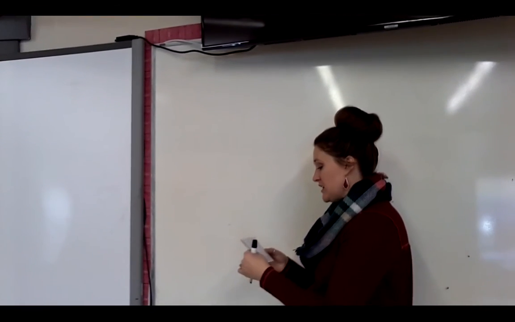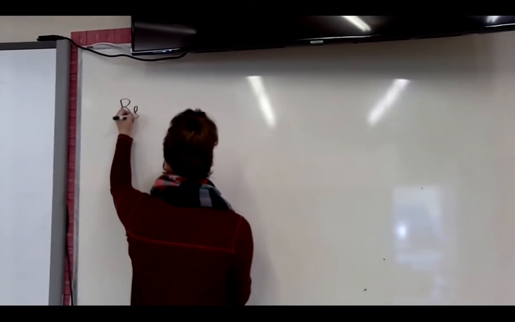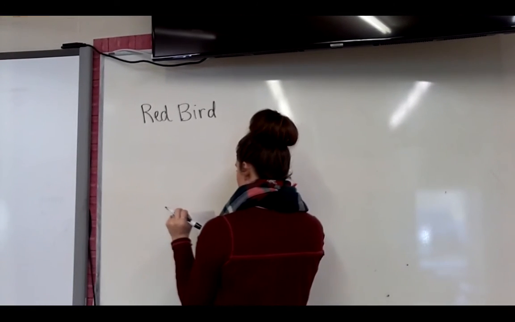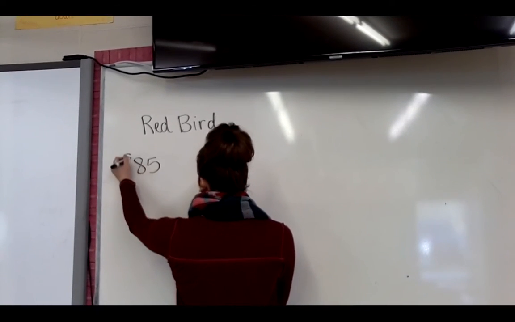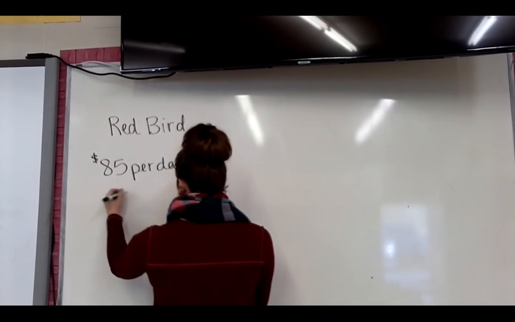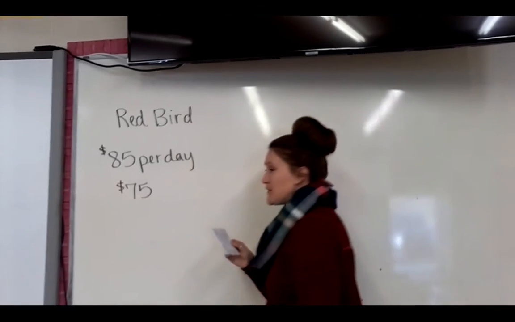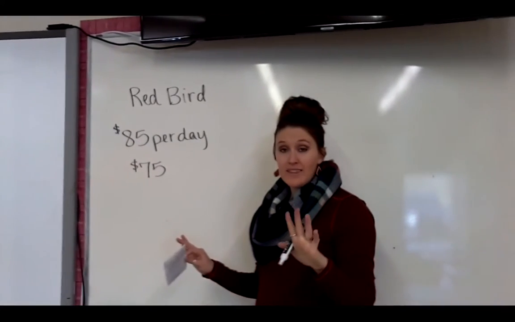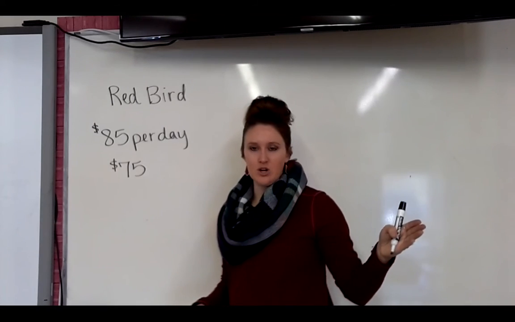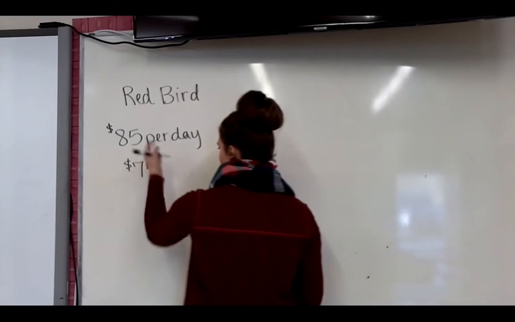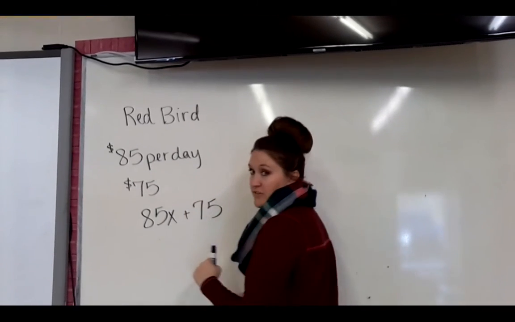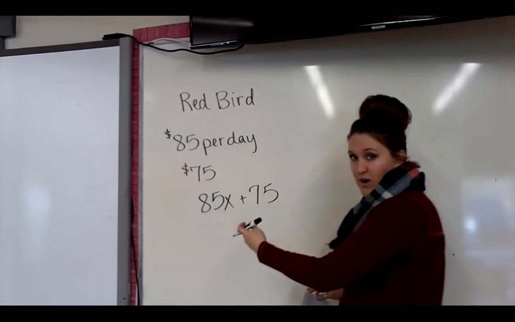So I'm going to go back and break them down. For Redbird Cruises, it's two cruise lines, like going on a ship. For Redbird Cruises, they charge $85 per day and a one-time fee of $75. Remember, a one-time fee means you pay it up front and that's it. But then $85 per day means for every single day you're there, you would pay $85. So to set that up, I'll say X: 85X plus 75, or you could have put the 75 first, 75 plus 85X. So that is for Redbird Cruises.